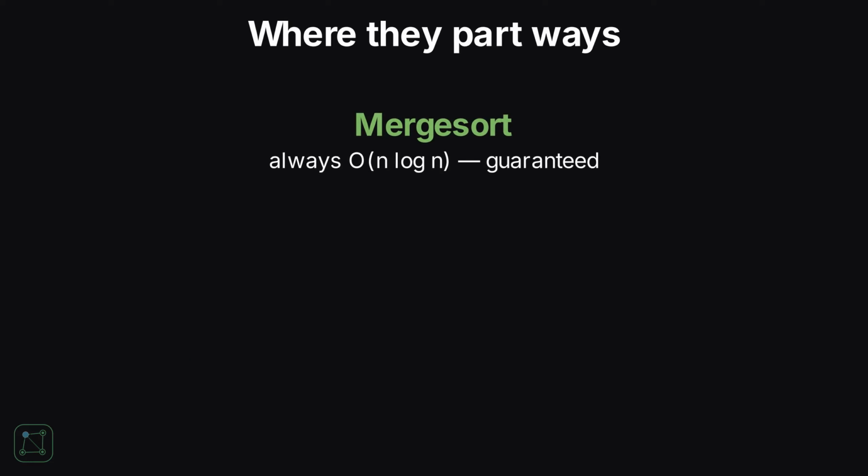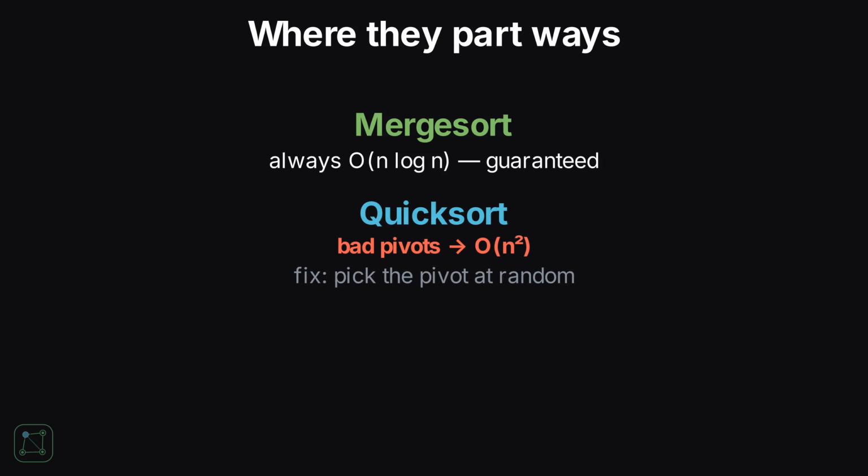Here's where they part ways, the worst case. Mergesort always splits exactly in half, so it's n log n guaranteed every time, no matter the input. Rock solid. Quicksort's speed depends on good pivots. Feed it already sorted data and naively pick the first element as pivot, and every partition peels off just one item, n levels instead of log n. That collapses Quicksort to O of n squared. It's the nightmare case. The fix: choose the pivot randomly or from the median, making that disaster astronomically unlikely.